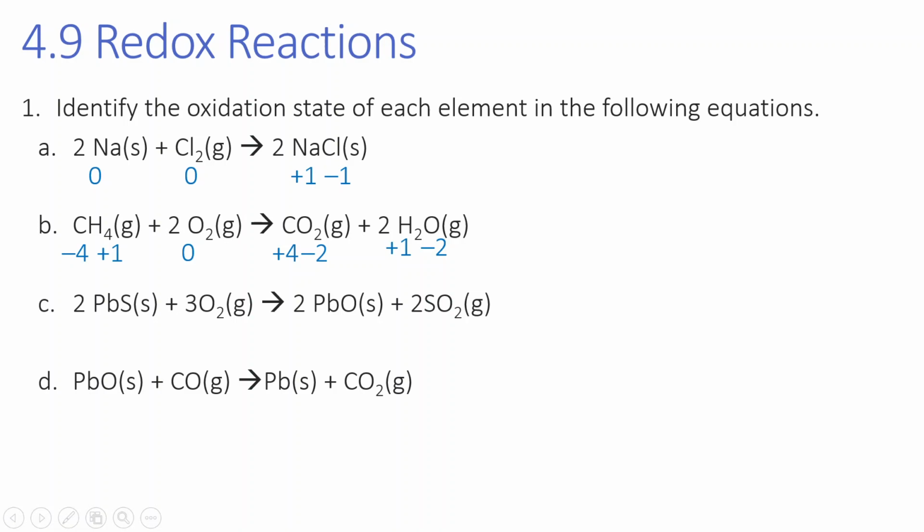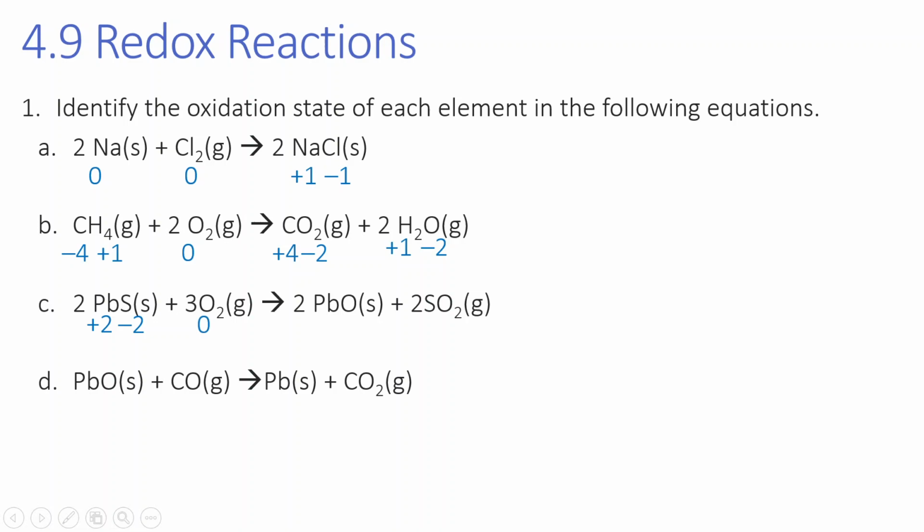So in C, we have PbS. S is going to be -2. It is a monatomic ion. So that means the lead oxidation state must be +2. My O2 gas is going to be 0 because it's in its standard state.